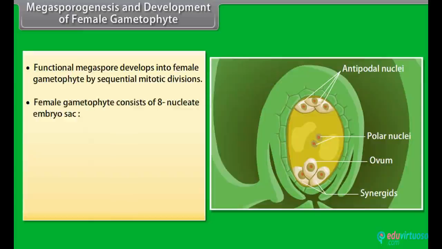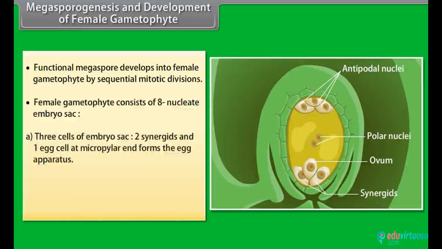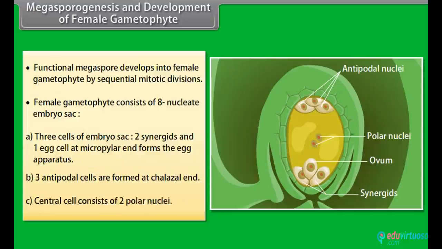Female gametophyte consists of 8-nucleate embryo sac. A. 3 cells of embryo sac, 2 synergids and 1 egg cell at micropylar end, form the egg apparatus. B. 3 antipodal cells are formed at chalazal end. C. Central cell consists of 2 polar nuclei.